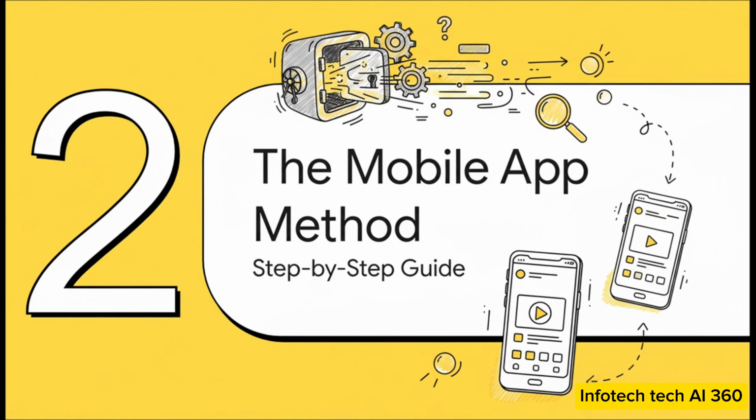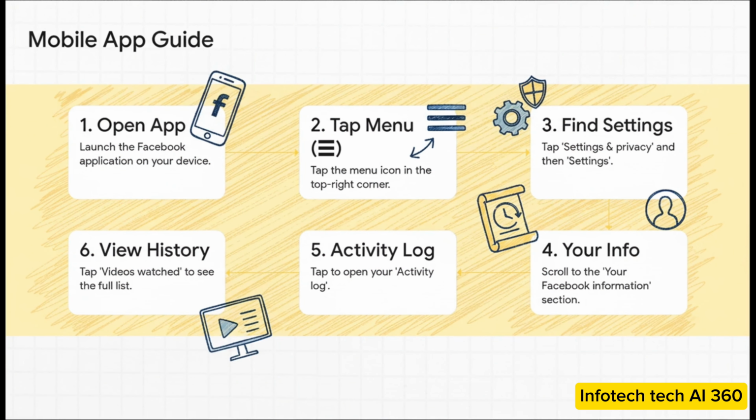So, the big question is, how do we get into this vault of information? Let's start with the platform most of us are using every day, the mobile app. We're going to walk through this together, step by step. Okay, you can even grab your phone and follow along if you want. First things first, open up your Facebook app. Then, in the corner, tap on that little hamburger menu icon, you know, the three horizontal lines. Scroll down a bit and tap Settings and Privacy, and then tap Settings.